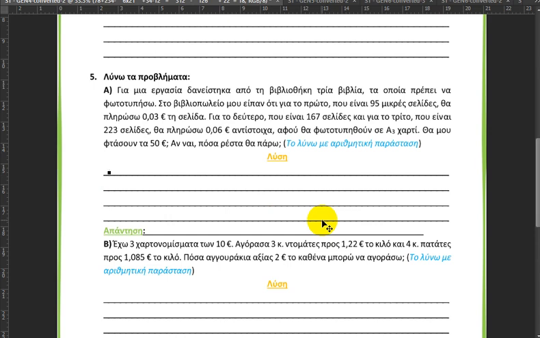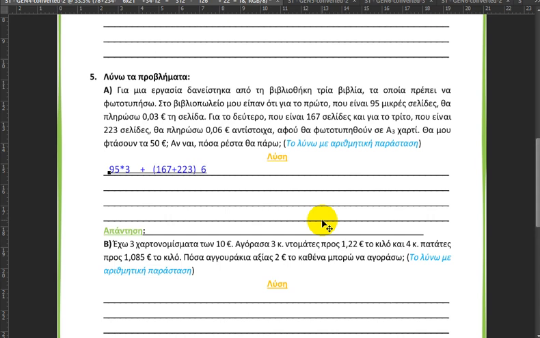So I'm going to find this in cents to avoid the decimal points in the beginning, and then I'm going to convert it into euros at the end. So the small pages are 95 times 3 plus, we have 167, well, it's more like 167 plus 223, all of this times 6.